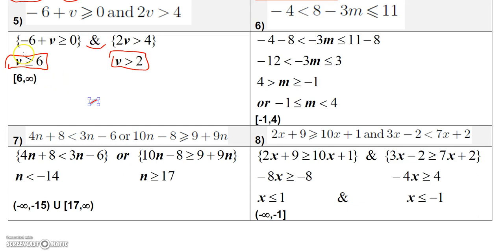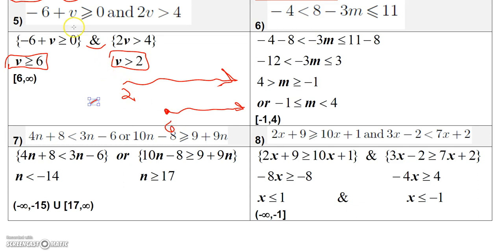Okay, so now it's everything that's greater than or equal to 6 and everything greater than 2. Well, if you think about that, if we said everything greater than 2, that would be from 2 on out here. Okay, and then if we said greater than or equal to 6, that would be 6 there and on out.